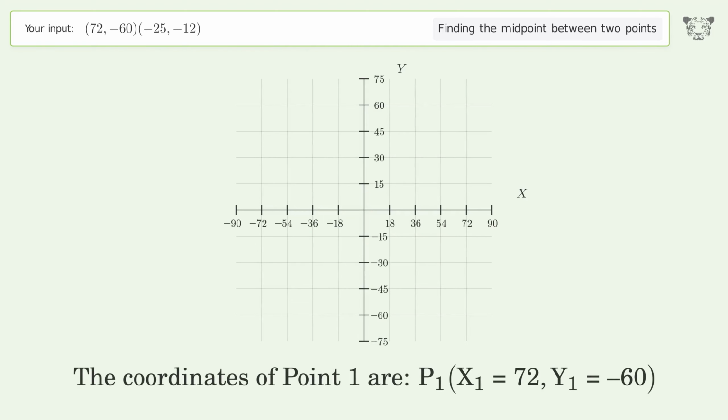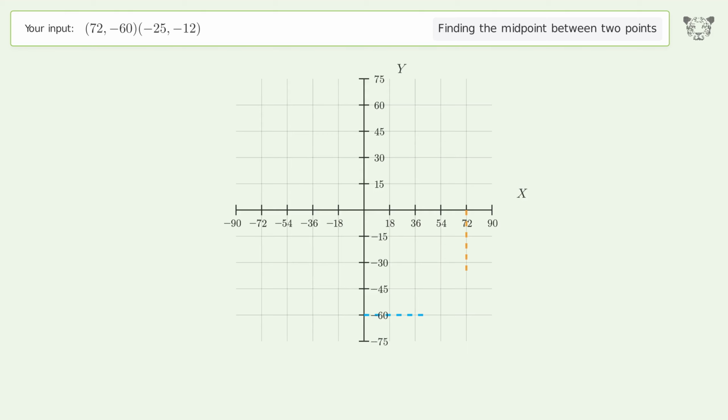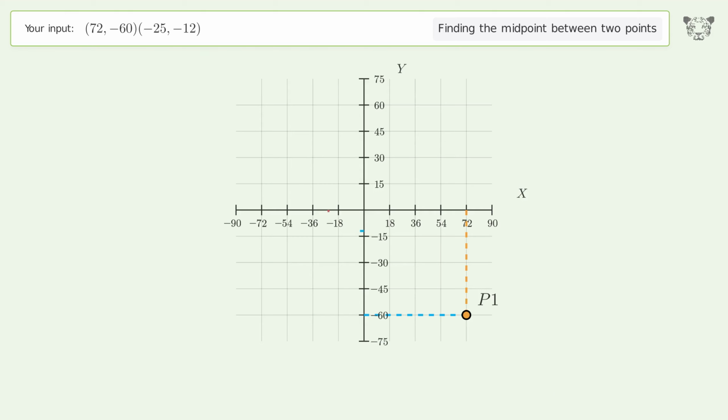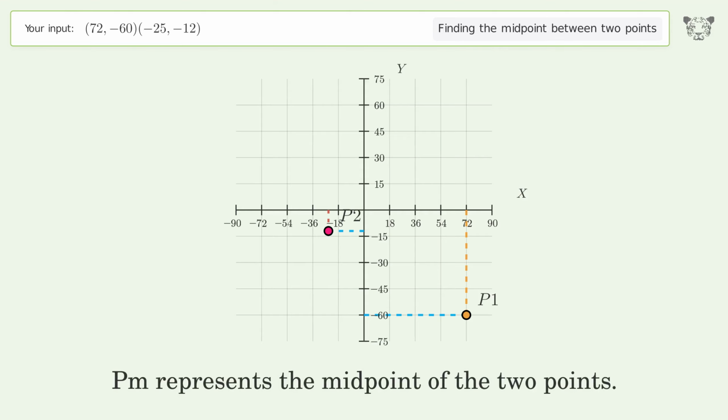The coordinates of point 1 are, x1 equals 72, y1 equals negative 60. The coordinates of point 2 are, x2 equals negative 25, y2 equals negative 12. PM represents the midpoint of the 2 points.